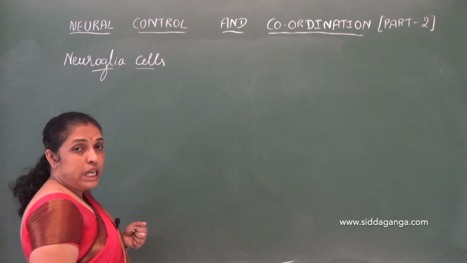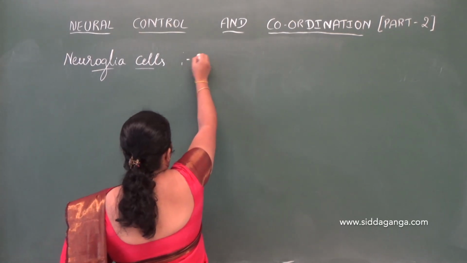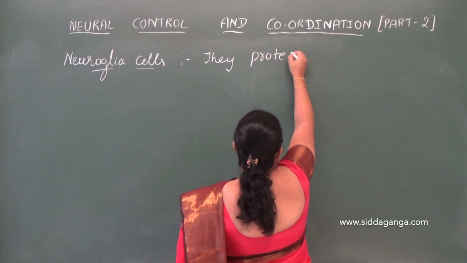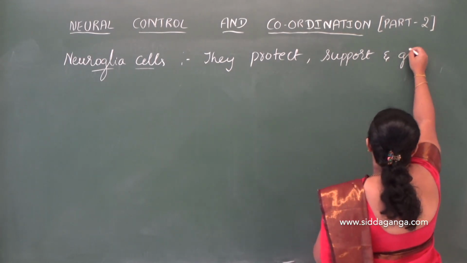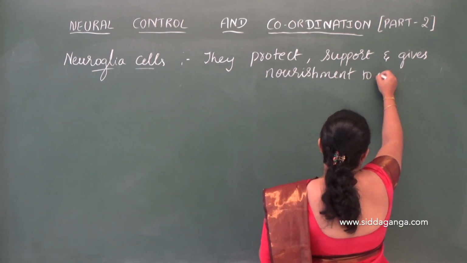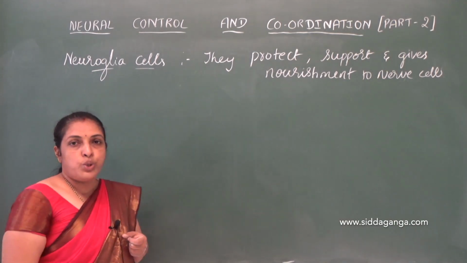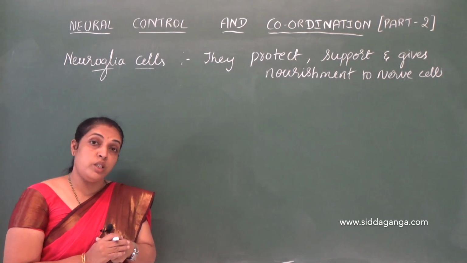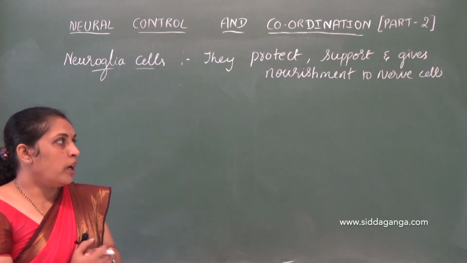Neuroglia cells or glial cells protect and support neural cells and provide nourishment to the nerve cells. Usually neuroglia cells are more in number when compared to neurons. For one neuron we see three neuroglia cells, a 1:3 ratio. That means neuroglia cells are more in number when compared to neurons.